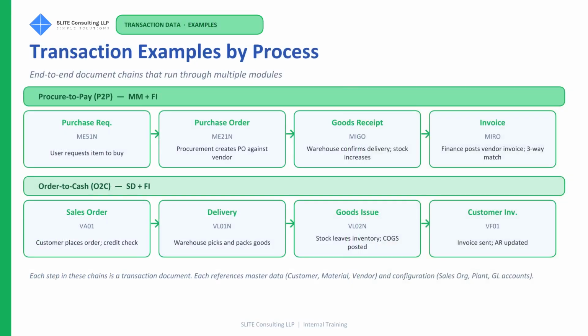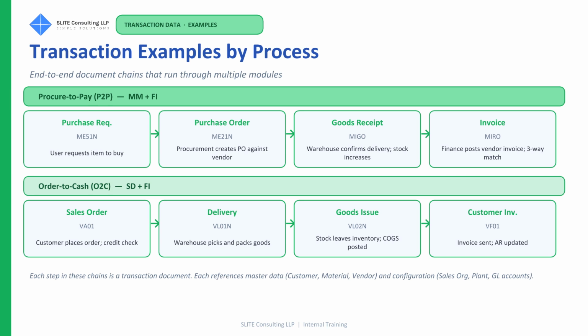Examples by module. In MM, the purchase order, ME21N, is a transaction document. The goods receipt posted against it, MIGO, is a transaction document. The vendor invoice matched to the goods receipt, MRO, is a transaction document. Those three together form the three-way match at the heart of accounts payable, the procure-to-pay chain.